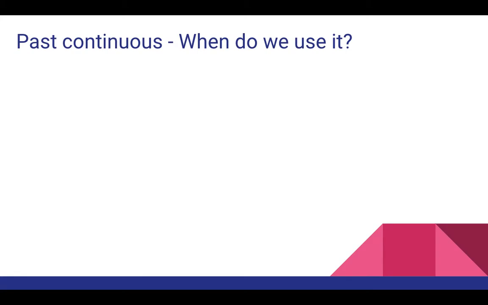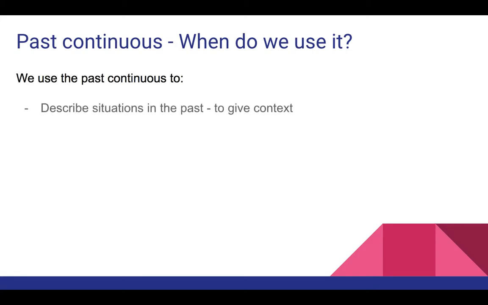Okay, so past continuous, when do we use it? So we use a past continuous when we're describing situations in the past, giving context. So you're describing a scenario, a situation in the past and giving context.